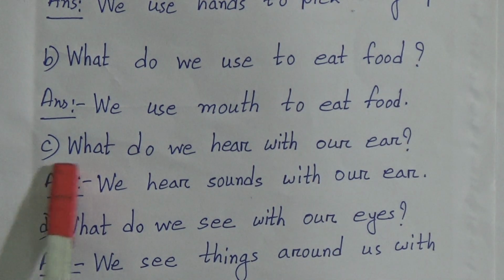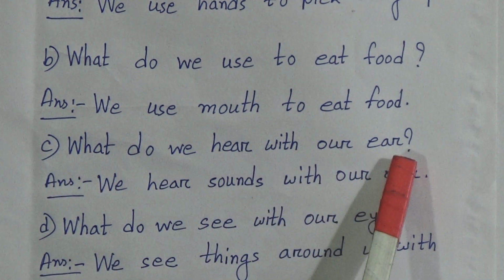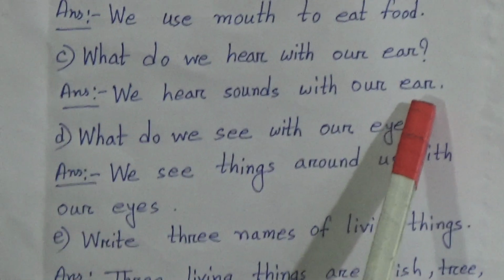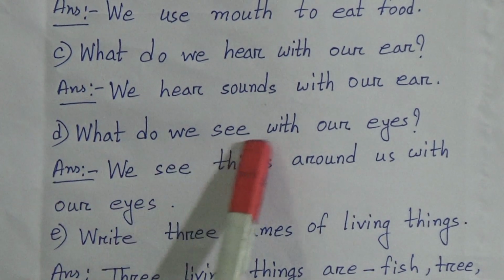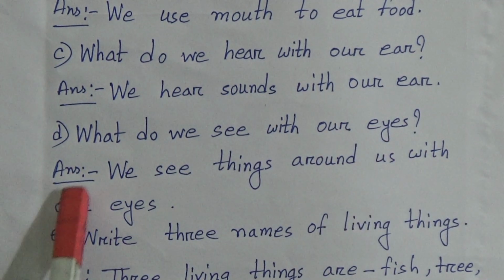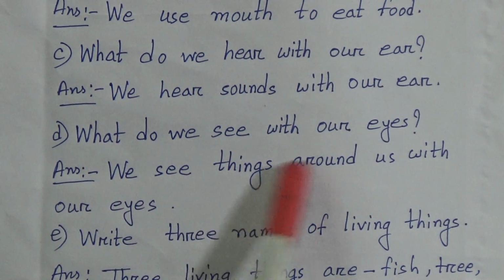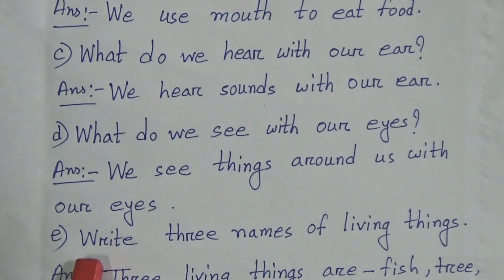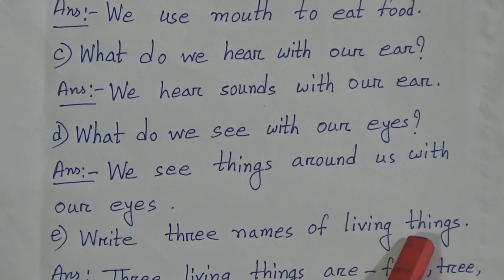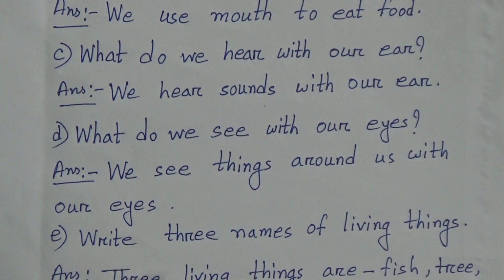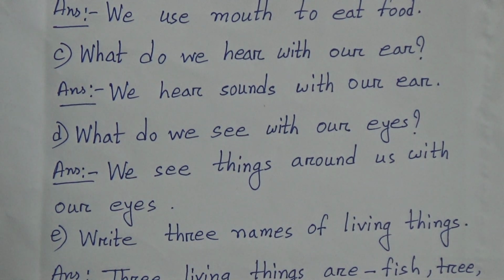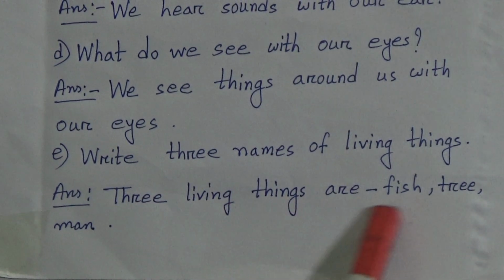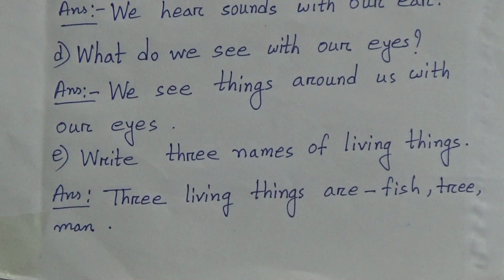C number question, what do we hear with our ear? Answer is, we hear sounds with our ear. And D number, what do we see with our eyes? Answer is, we see things around us with our eyes. E number question is, write 3 names of living things. Answer is, 3 living things are fish, tree and man.